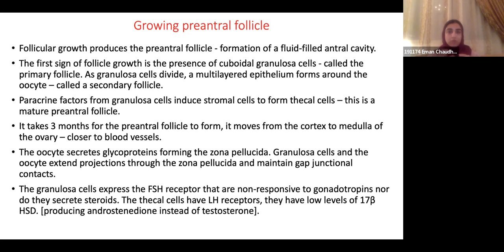And you're going to see cuboidal granulosa cells, okay? Once you see the cuboidal granulosa cells, that's how you know, okay, this is a preantral primary follicle. That's it. It's a primary follicle. Cuboidal granulosa cells. That's for sure a primary follicle. Now, as they divide and now they become multi-layered, that's when you're going to make your secondary follicle.